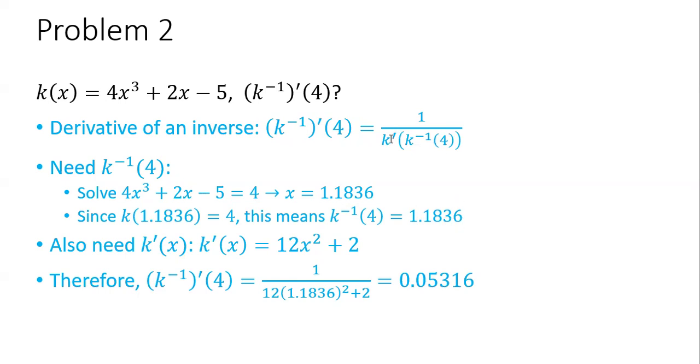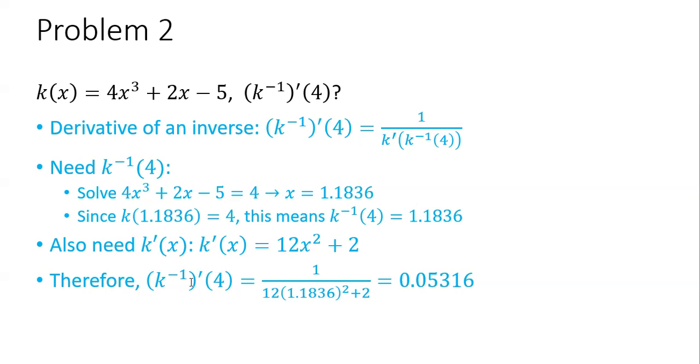So we need k prime as well, because we need k prime of 1.1836. What's k prime? You can use the calculator and derive y1 comma x comma x. You can honestly just do that. Or this one's a polynomial, so we can just quickly find it by hand as well. K prime is 12x squared plus 2.